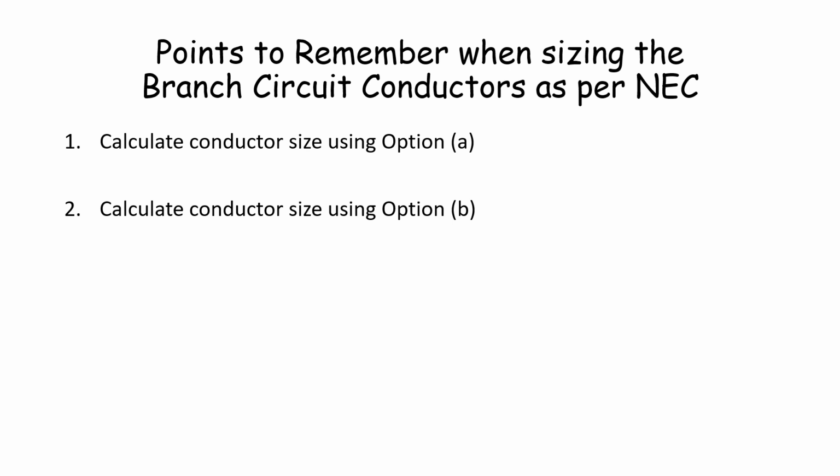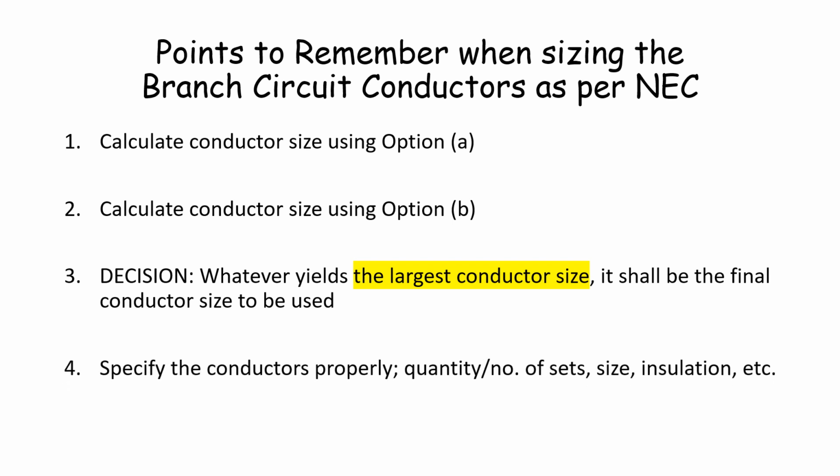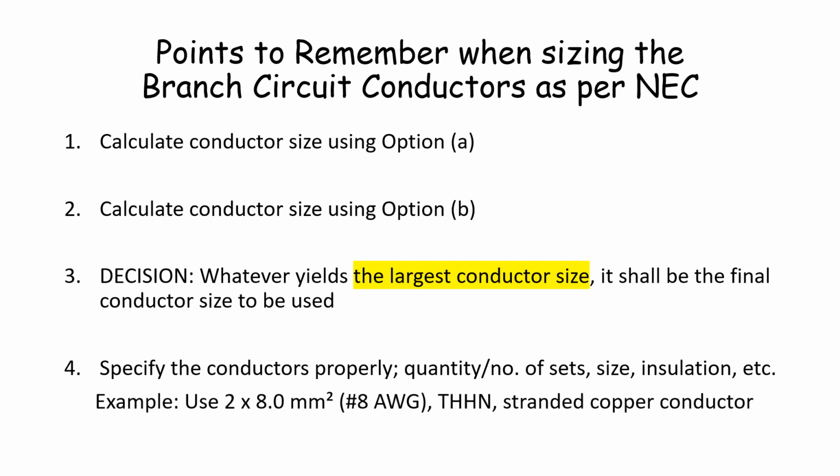So we have to derate the value of ampacity. Then we have to check which conductor is sufficient to retain the maximum load requirement. And third, we have to decide whatever yields the largest conductor size, it shall be the final conductor size to be used. And lastly, to specify the conductors properly, we have to use the quantity, number of sets, size, insulation, etc. For example, use 2 by 8.0 mm squared or number 8 American wire gauge THSN stranded copper conductor.